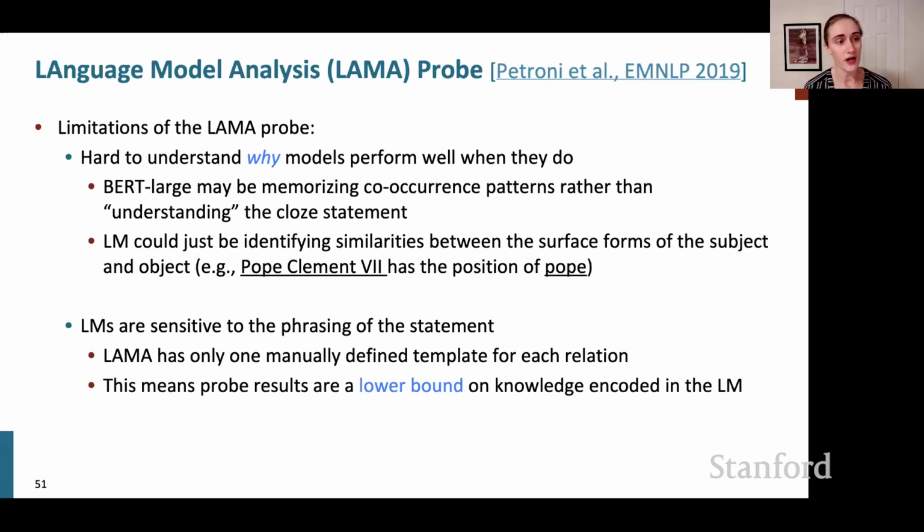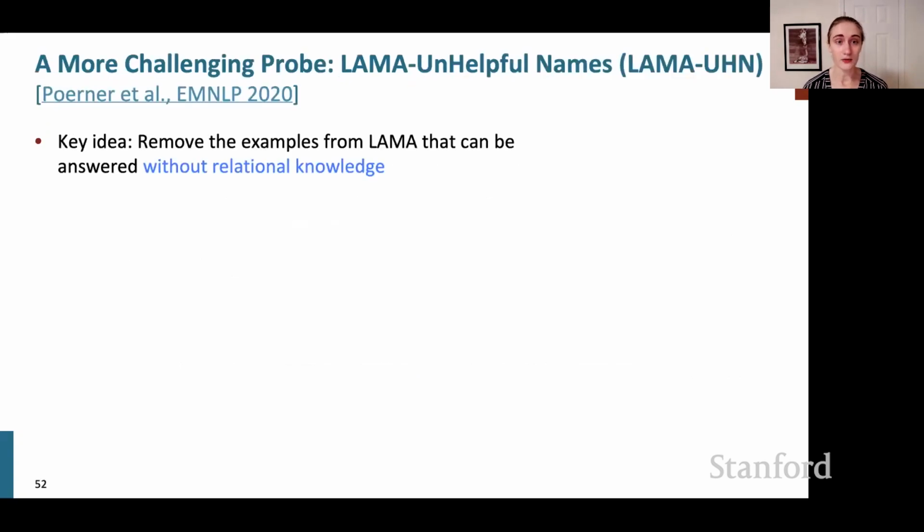So the next lines of work we'll talk about are really building on these two limitations of this original LAMA probe. So the first one is called LAMA-UHN, or LAMA unhelpful names. And the key idea is to remove these examples from LAMA that can be answered without the relational knowledge. So this is kind of addressing the first limitation on the last slide.